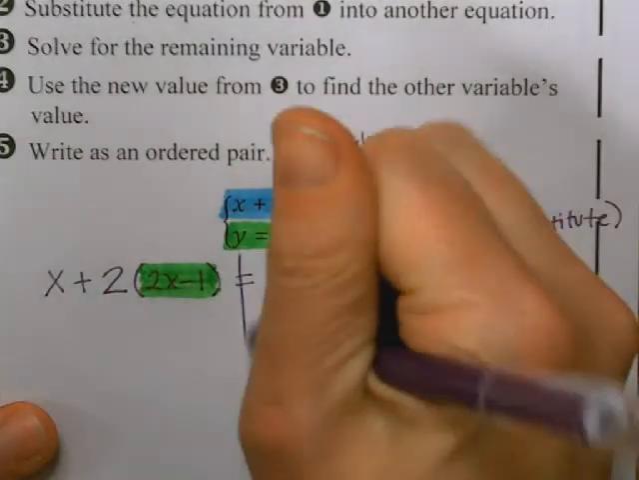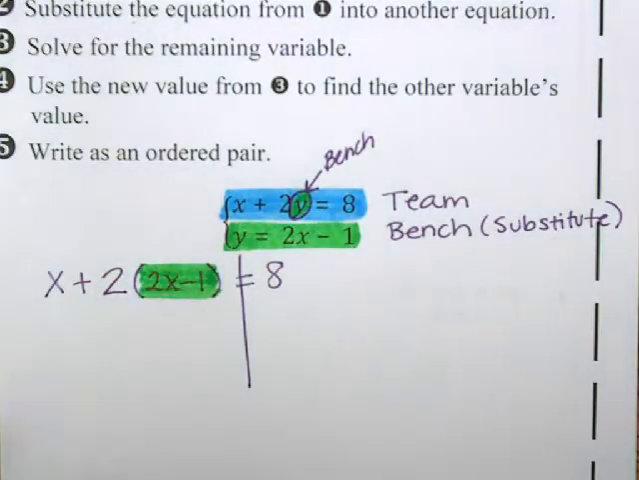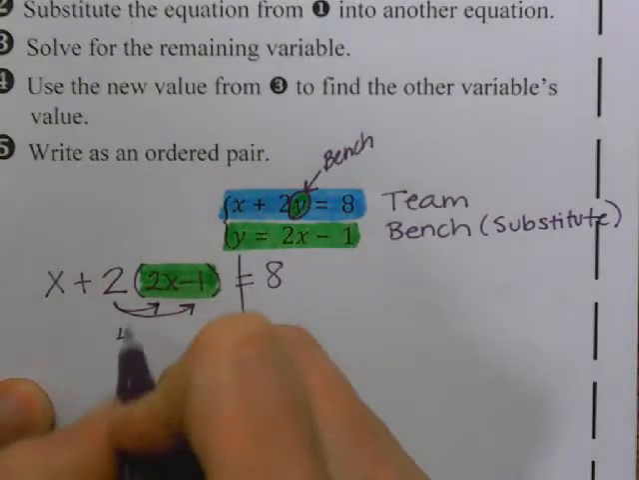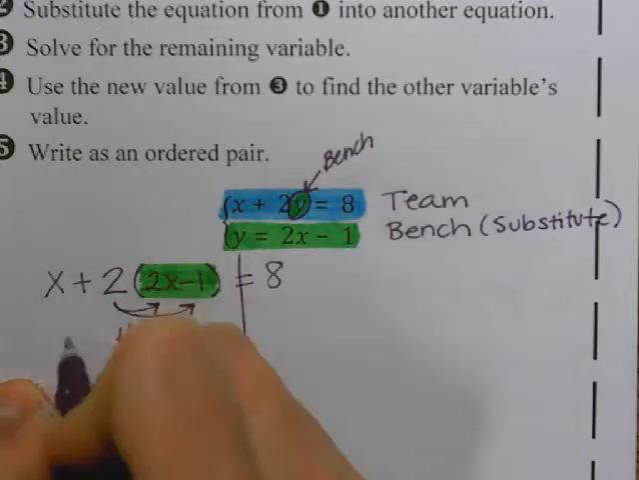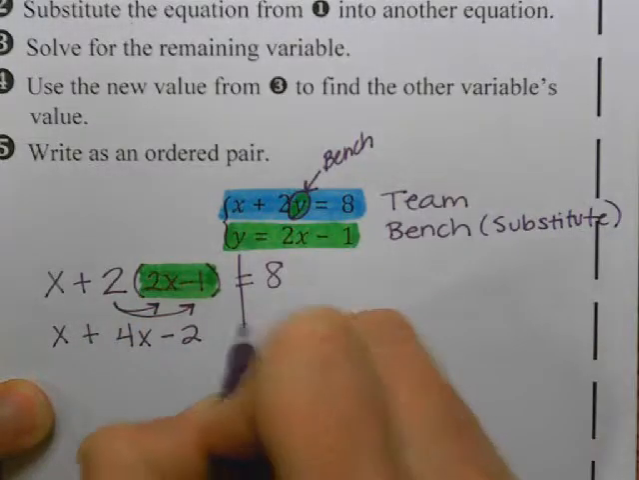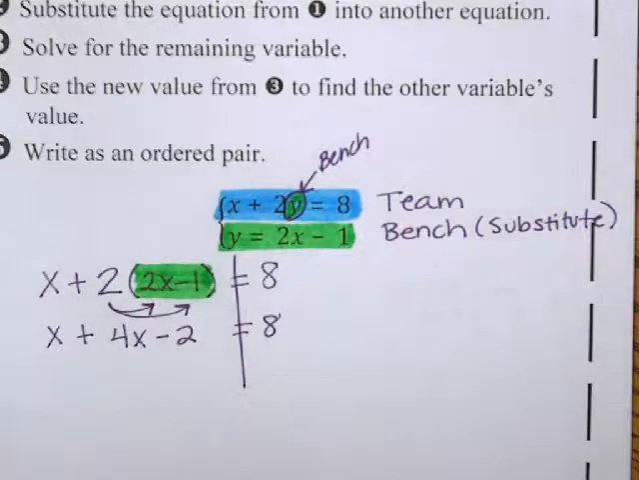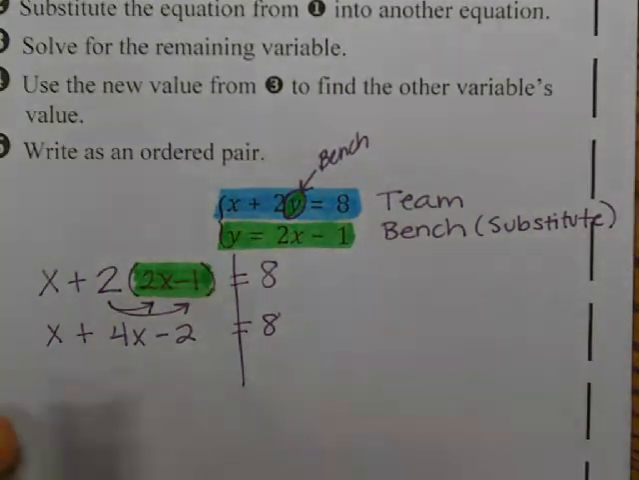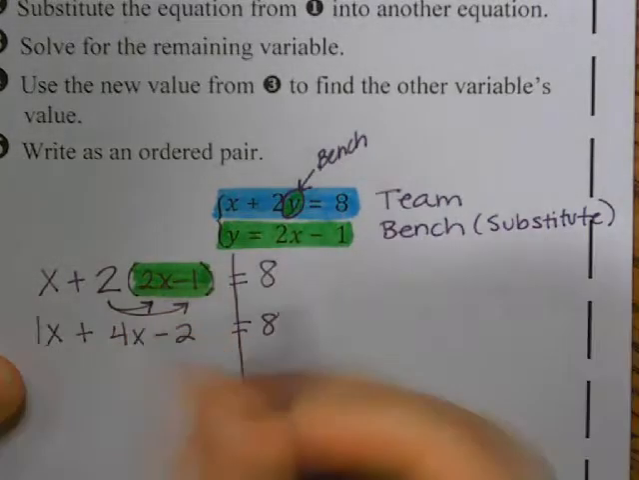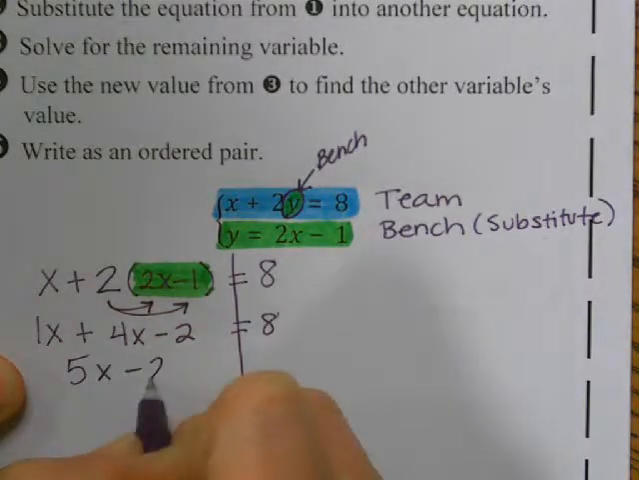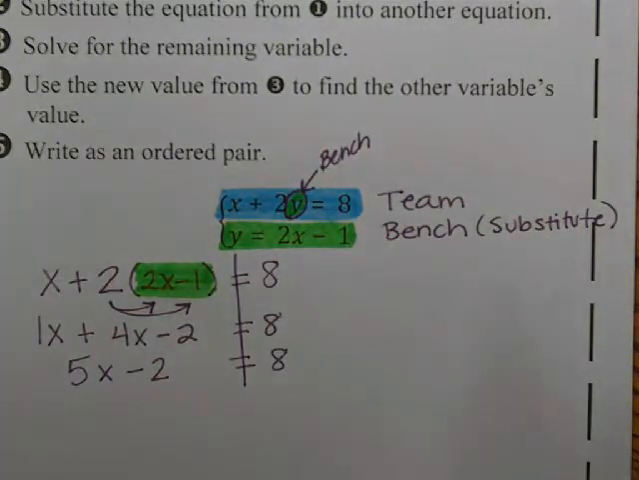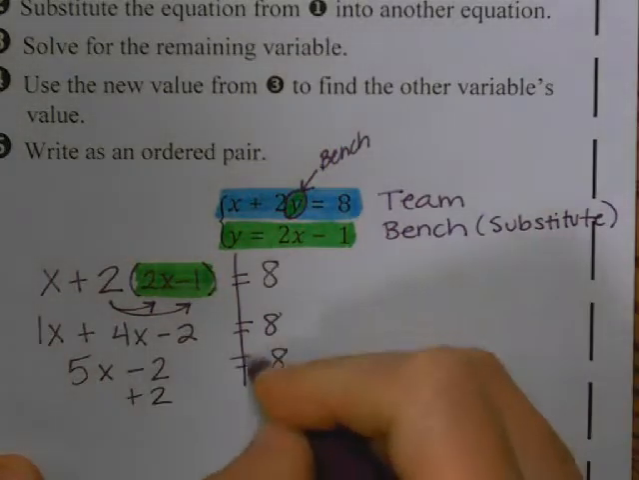And now you just draw the divider line and you solve. The first thing you're going to do is distribute the 2. So this is 4x minus 2, and on this side we have plain old x, and all of that equals 8. Then you're going to combine like terms. So 1x plus 4x is 5x. So this is 5x minus 2 is equal to 8. Then you're going to get your x all alone by adding 2 to both sides.